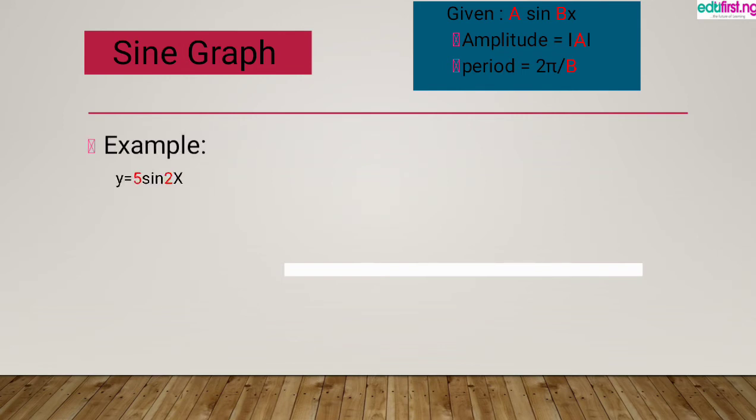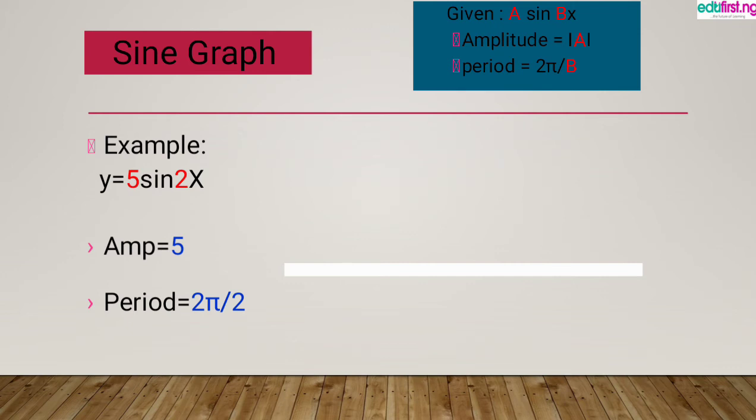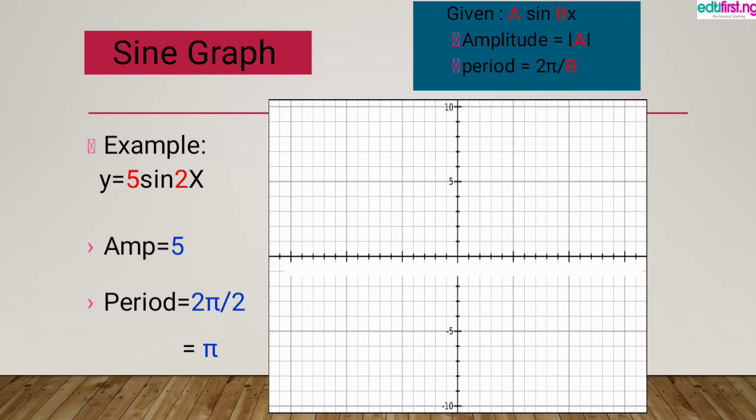For example, we are given y equals 5 sin 2x. Now our amplitude will be 5, then our period will be 2 pi divided by 2, because 2 is the number before x. Then we will have pi. Then we have our graph now. Let's graph it out.